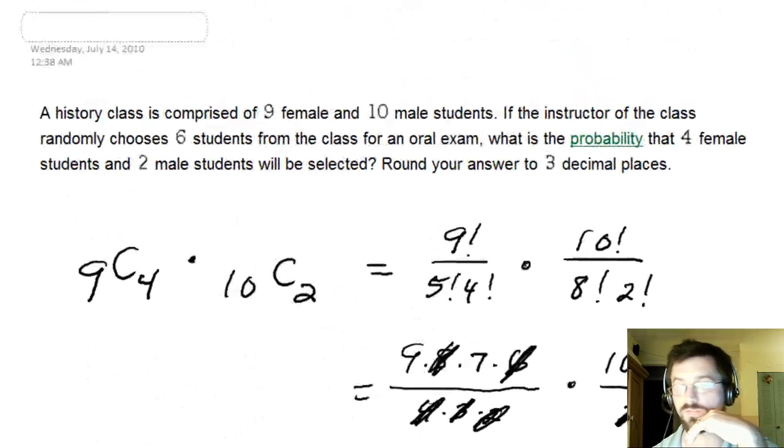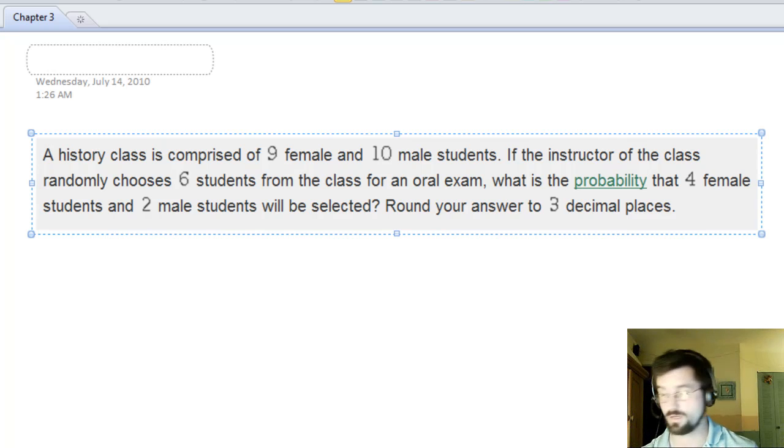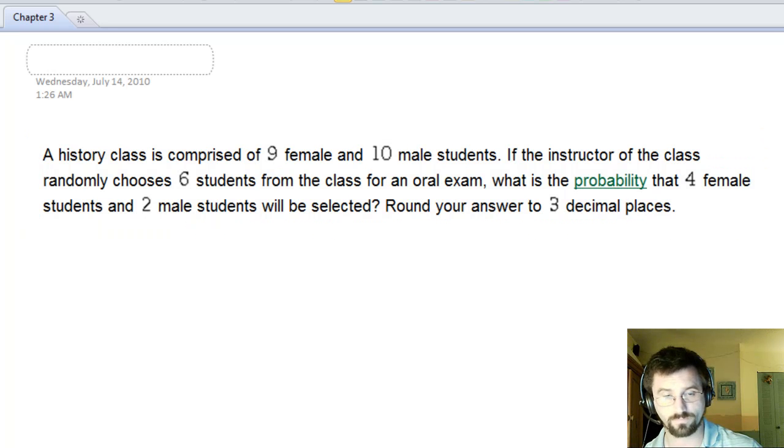Alright, we'll do one last one and then we'll call it quits. Here we go. A history class. Oh my gosh, is this the same problem? It looks like it is. So I guess we're done. And I hope that's helpful. Probability is the number of favorable outcomes divided by the number of possible outcomes.